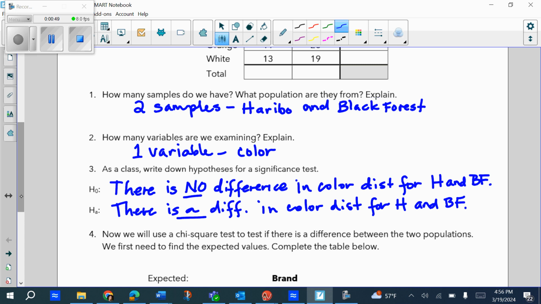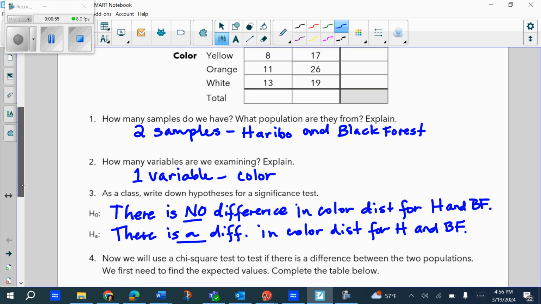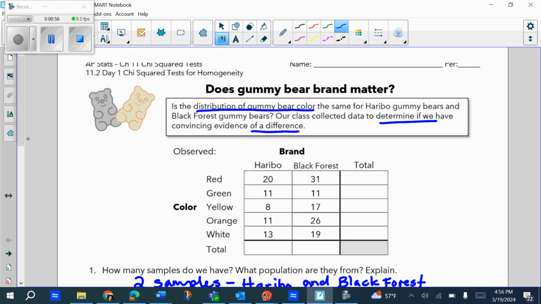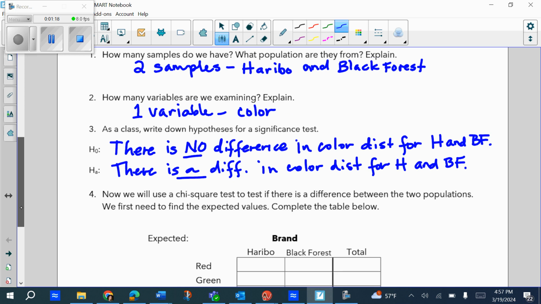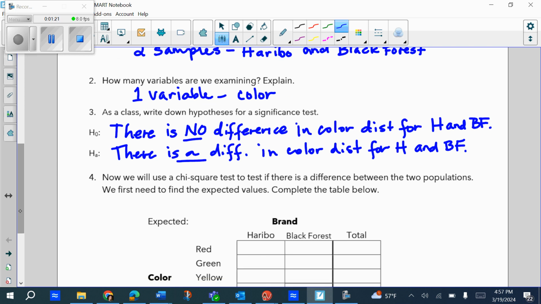And now we need to write the hypotheses for this. Going back to the question, it asks us to determine if we have convincing evidence of a difference between these two gummy bear brands. So what we're going to assume for our null hypothesis is that the two brands have the same distribution, that there is no difference in color distribution. And then the alternative is that there is a difference in the color distribution for the two brands of gummy bears.